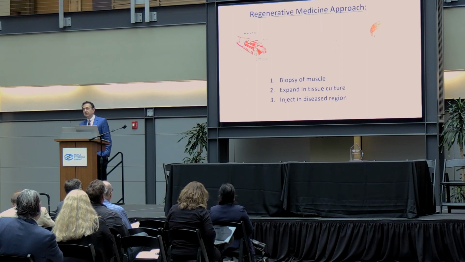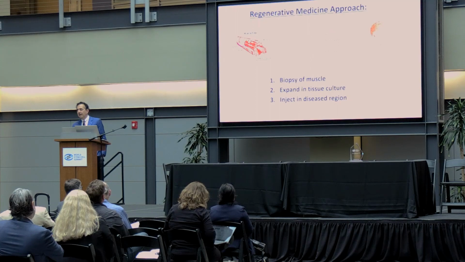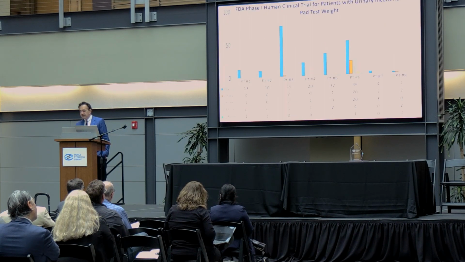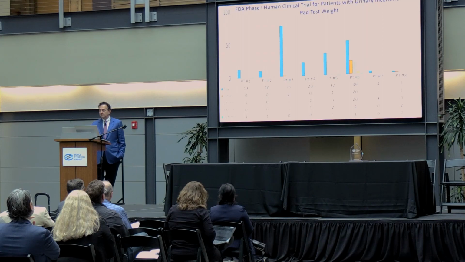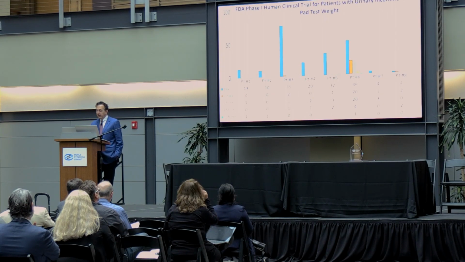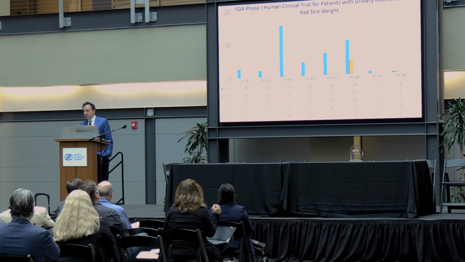So the strategy is you go to the patient, you take a biopsy of the muscle tissue, you isolate the satellite cells, you expand those cells outside the body, and then you place them back into the diseased region of the body. And this is our FDA phase 1 trial for urinary incontinence, showing very nice results for these patients. You can see the pad weight, which means the degree of incontinence before and after therapy, all the way up to 12 months of the trial.